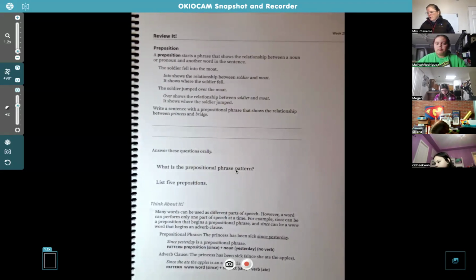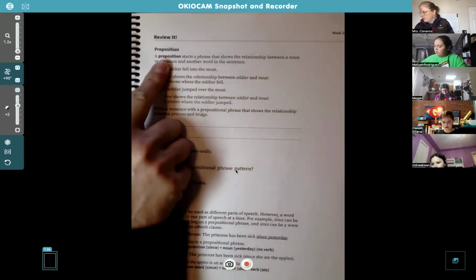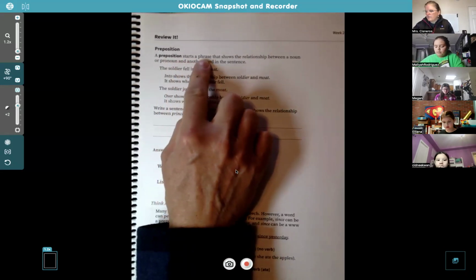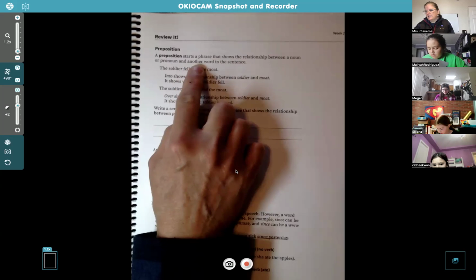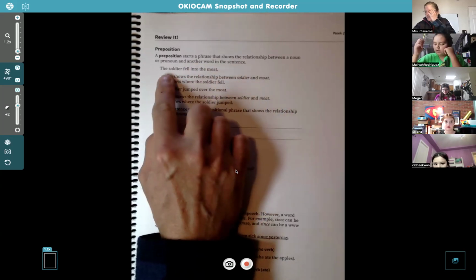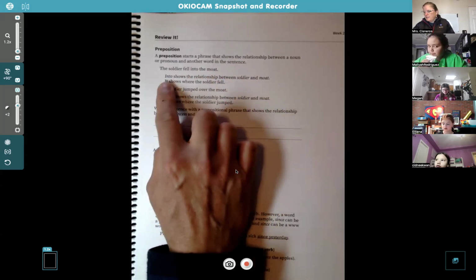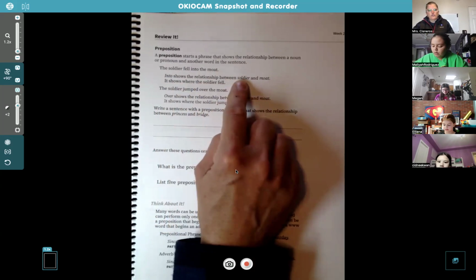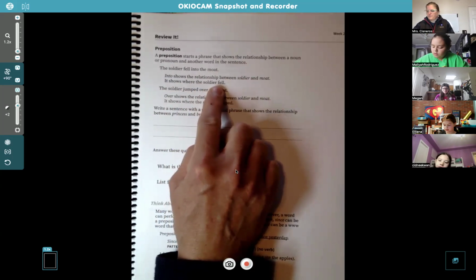So 145. And this is review, which is nice, meaning you already know about prepositions. We've talked about those before. And we know about prepositional phrases and all that. So it says here on 145, a preposition starts a phrase that shows the relationship between a noun or pronoun and another word in the sentence. The soldier fell into the moat. Into shows the relationship between the soldier and the moat. It shows where the soldier fell.